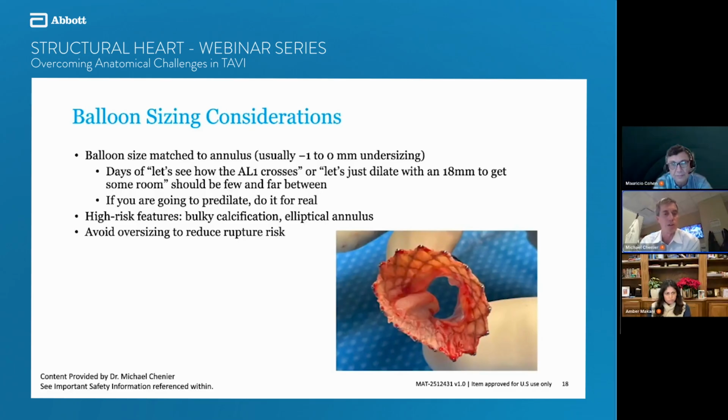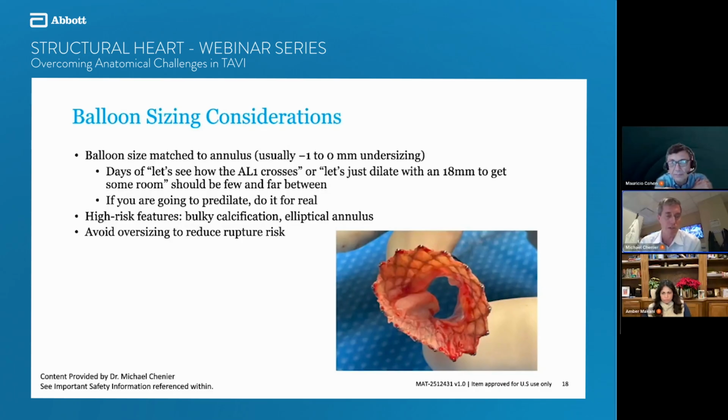If you're going to do a pre-dilatation because you're concerned about the degree of calcification and you're worried about expansion, just do it. I think that's going to also help avoid the aggressive post-dilatations after you've implanted a TAVR valve. If you're concerned about PVL or under expansion, every time you inflate a high pressure balloon, you're going to increase that patient's risk.